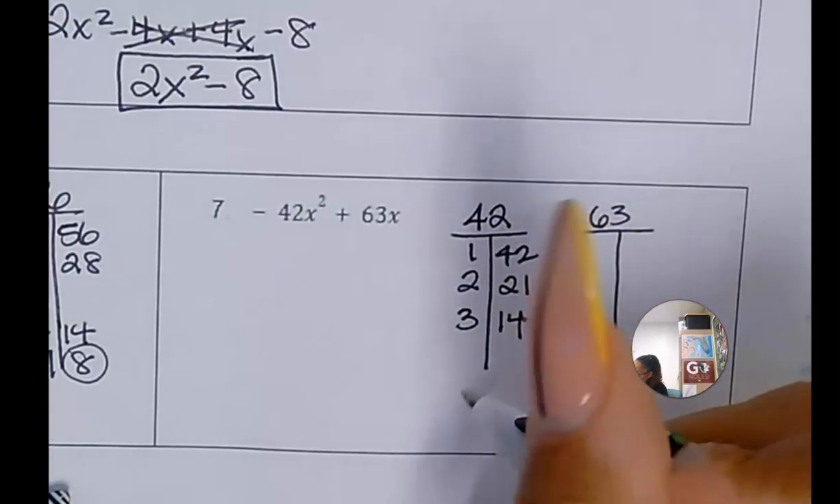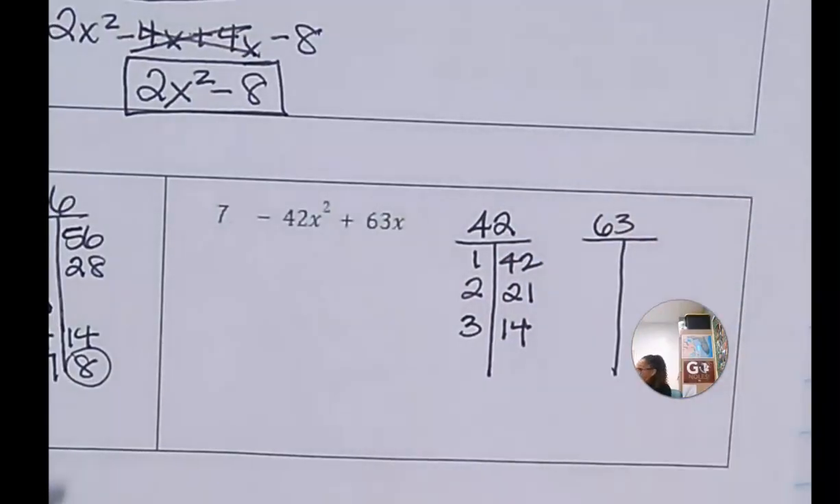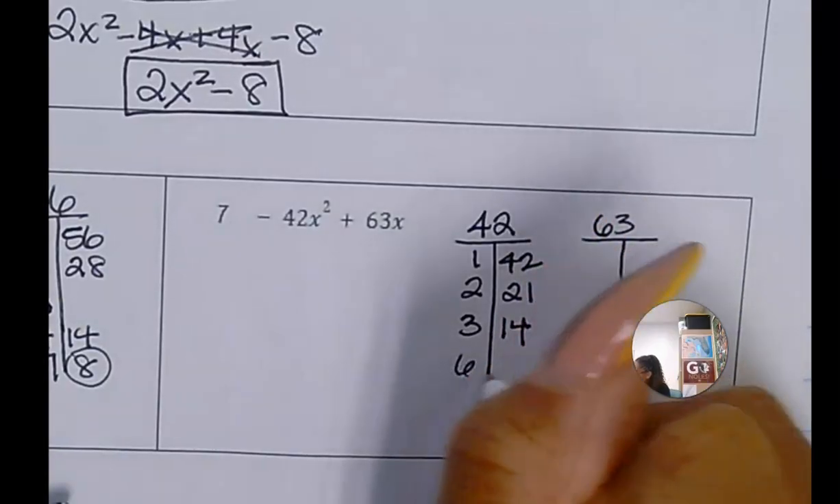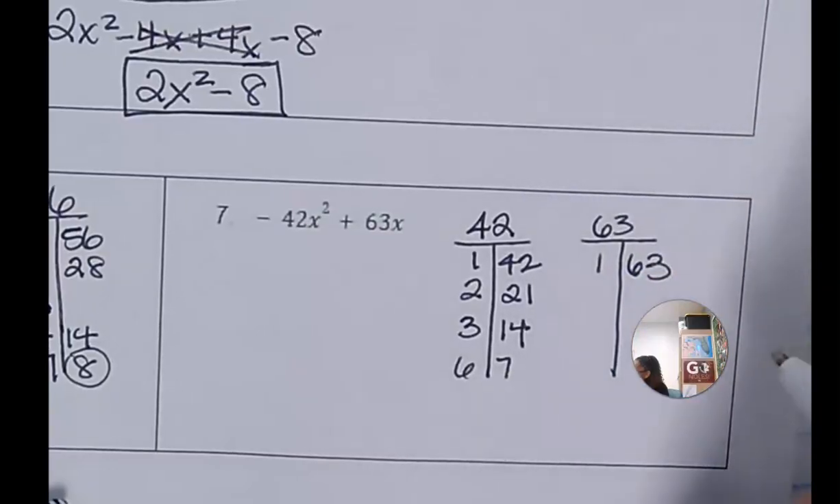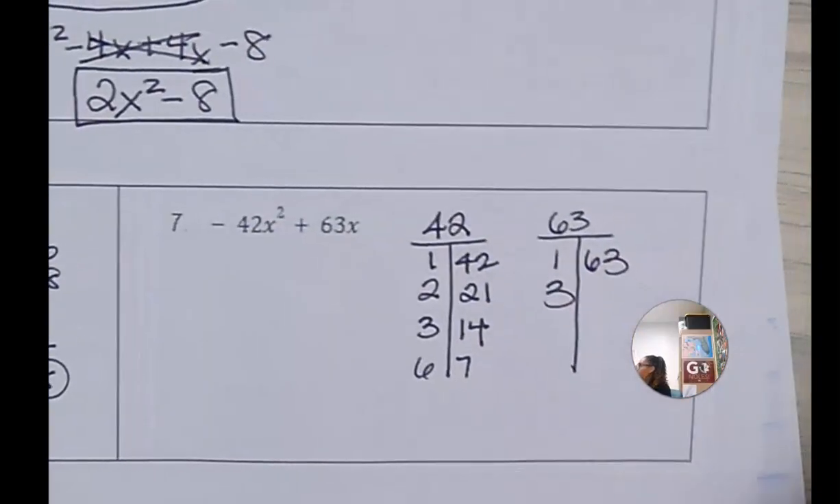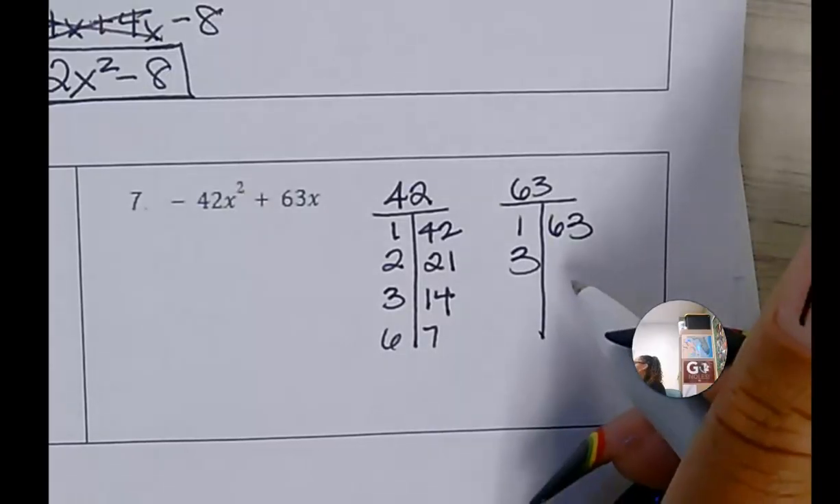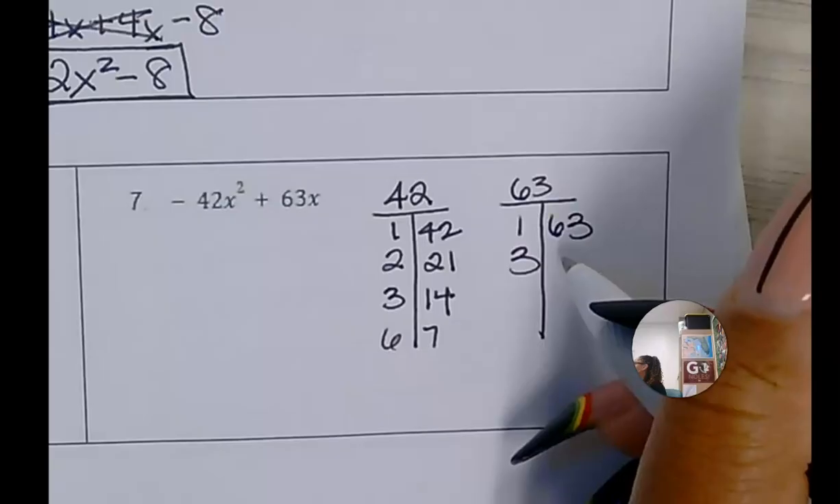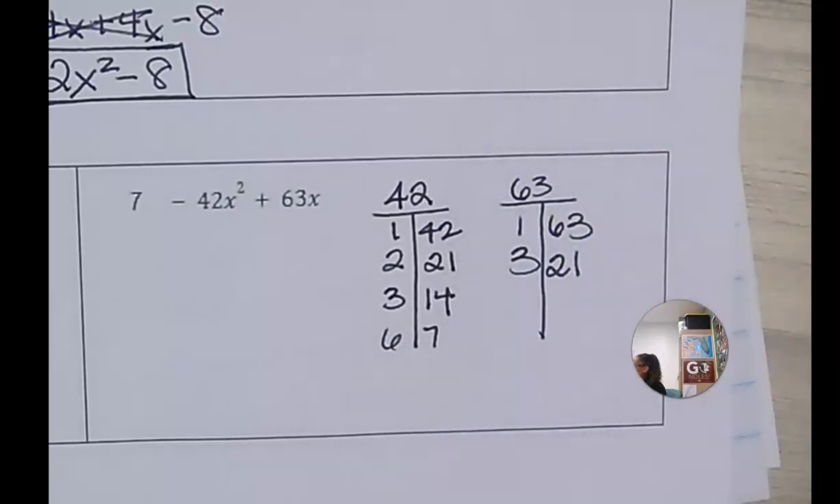What about 6? If 3 goes in there, then 6 will most likely go in there. 6 times what? 7. 63. 1 and 63. 2 won't work, but 3 will. 3 and what? How much? 21. Y'all better use those calculators. 63 divided by 3. Then what?